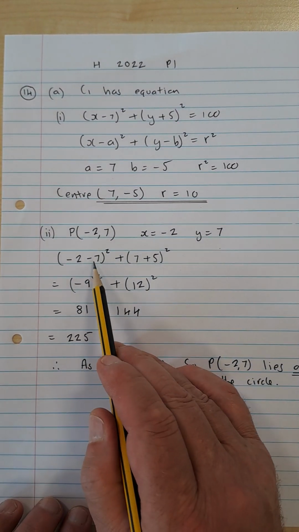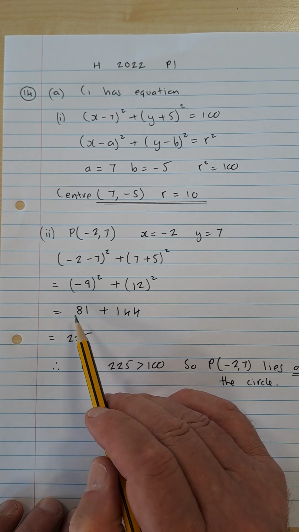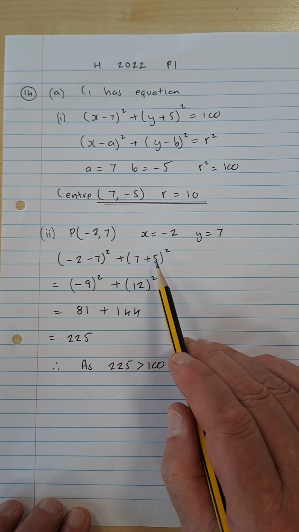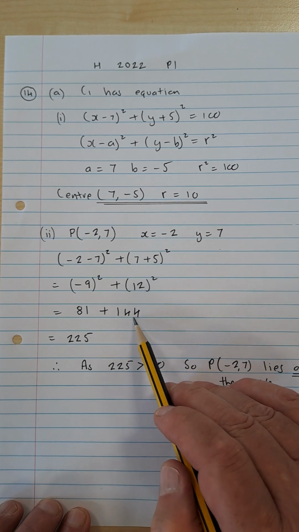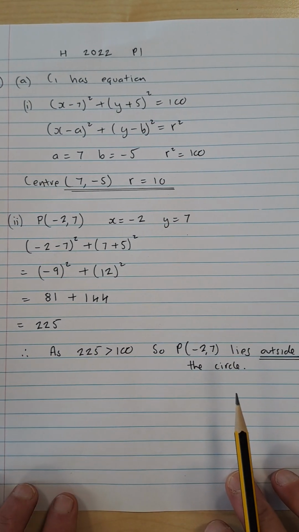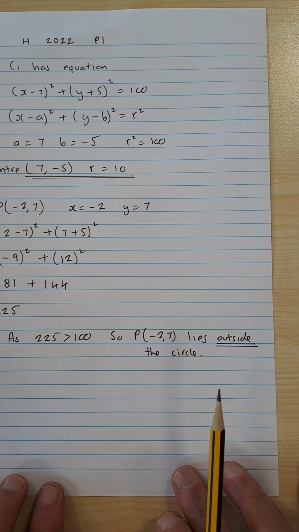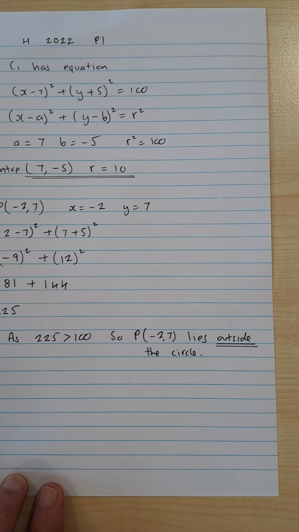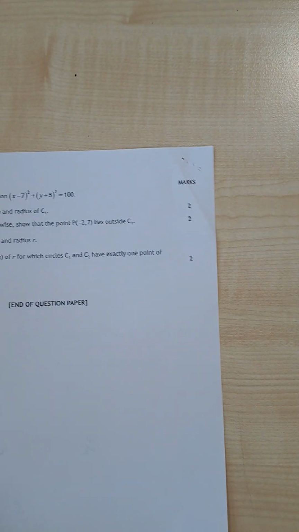So we have -2 take 7, which is -9 squared, which gives you 81. Plus 7 plus 5 is 12 squared, which gives you 144. 81 plus 144 is 225. 225 is way over 100, of course, so that point lies outside the circle. So let's move on to part B.